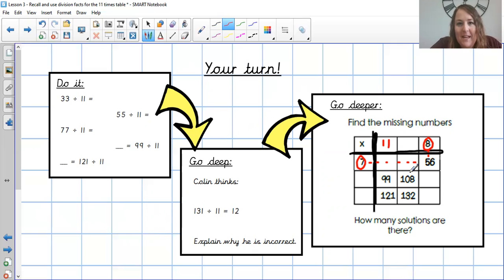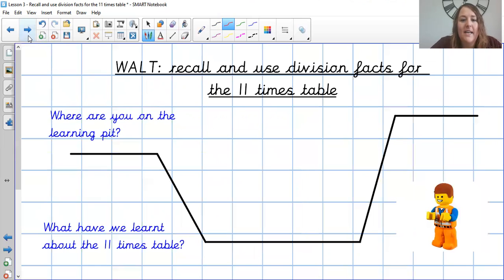Brilliant, well done at having a go at that today. I can't wait to see some of your work if you choose to send maths, and I'm really impressed with the way that you are working with this at home. Can we just finally have a look at our learning pit on the end? Where did you find you were on the 11 times table division today? Did you find it okay because of the steps we've done before? Do you still find division a little bit tricky? Maybe you can pop yourself somewhere on the learning pit and add that to your work before you send it in. Well done again, and I look forward to seeing you for more maths tomorrow. Take care.